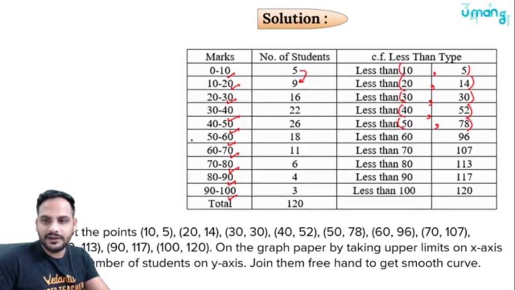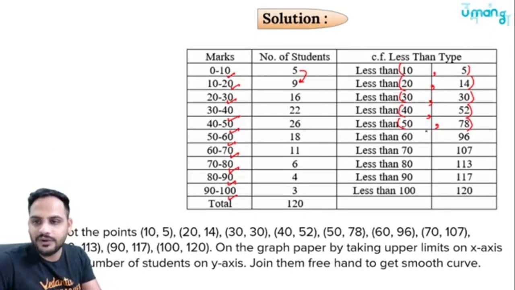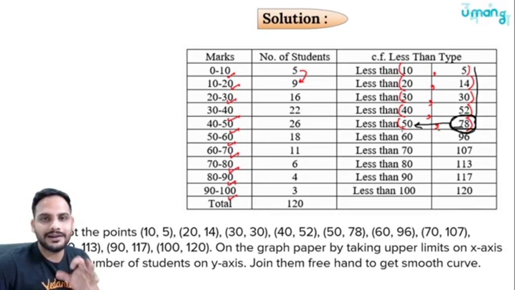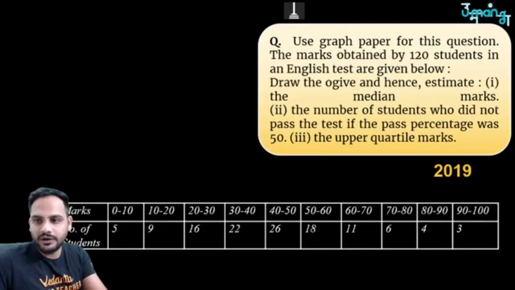So beta, here look at the table. How many students have got less than 50 marks? Total 78 students. Cumulative frequency tells that there are 78 students who have got less than 50 marks. I can say the number of students who will fail, who will not pass, will be 78 students.